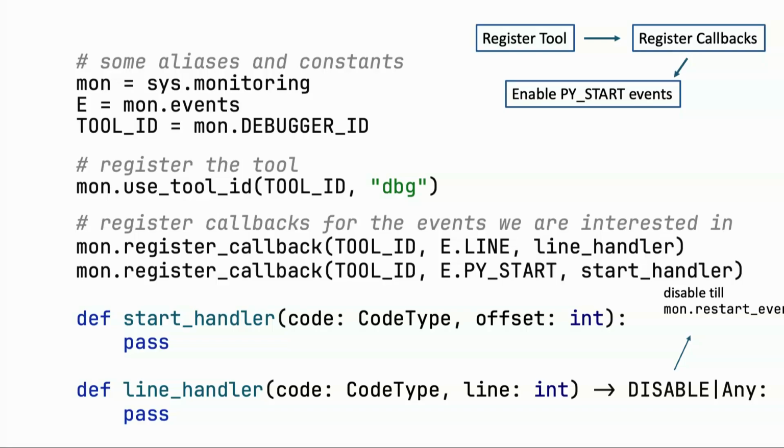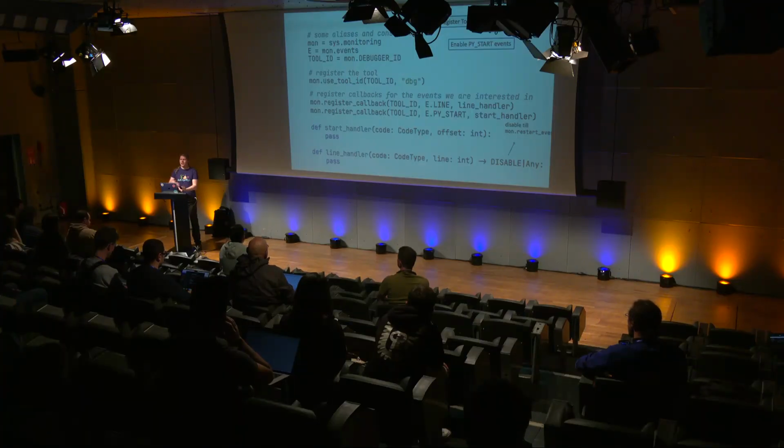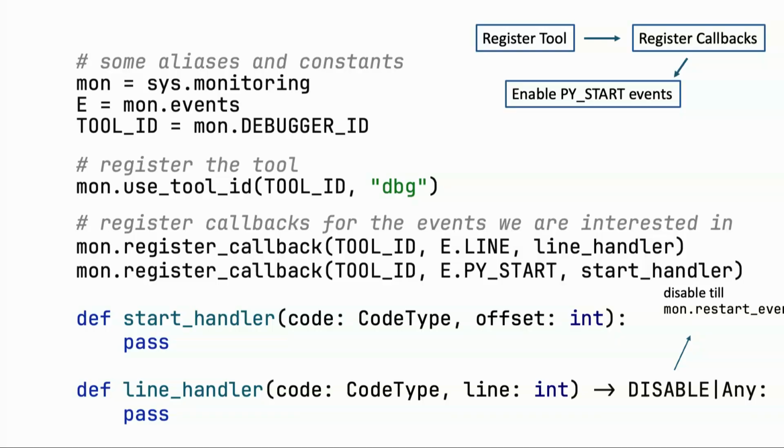And the cool thing is we can return DISABLE from the line handler, and this means that this line is disabled until someone calls restart events. It's pretty cool because we can now implement quite nice coverage tools, because this line event will only be hit once. Pretty cool for line coverage in my opinion. So that's cool. So we registered some callbacks, but if we only register them, nothing changes.